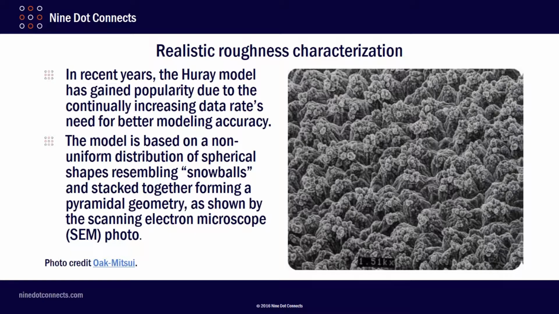The model is based on a non-uniform distribution of spherical shapes resembling snowballs. If you look over here, you'll see all these peaks and valleys. There's nothing uniform about it whatsoever. And you even have these little snowball-looking things on top of it.